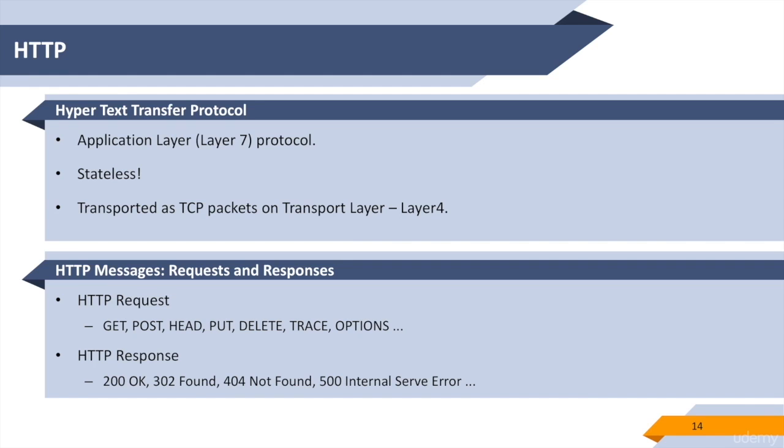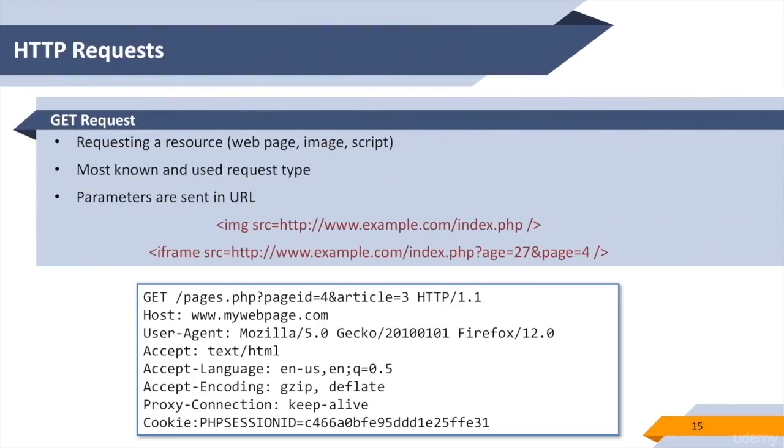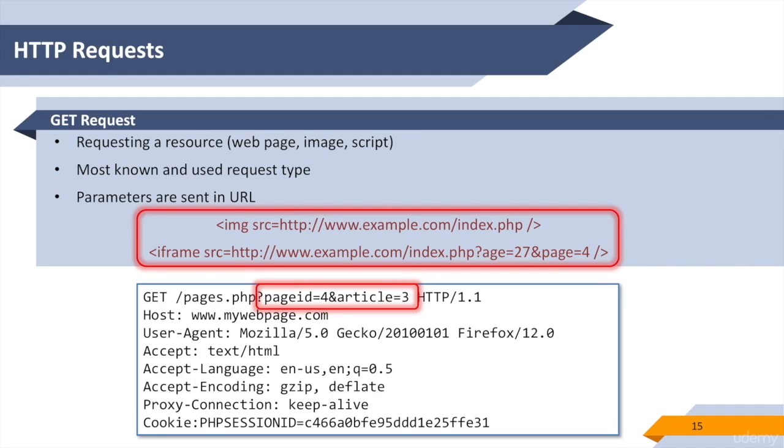The most used HTTP request is GET. A GET request is designed to request server resources. With these types of requests, the parameters are sent to the server inside the URL. You see two different HTML elements which will cause GET requests.